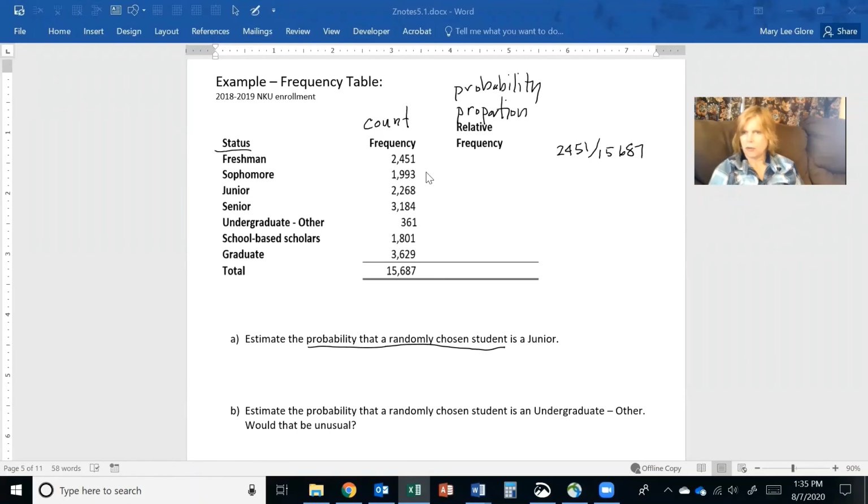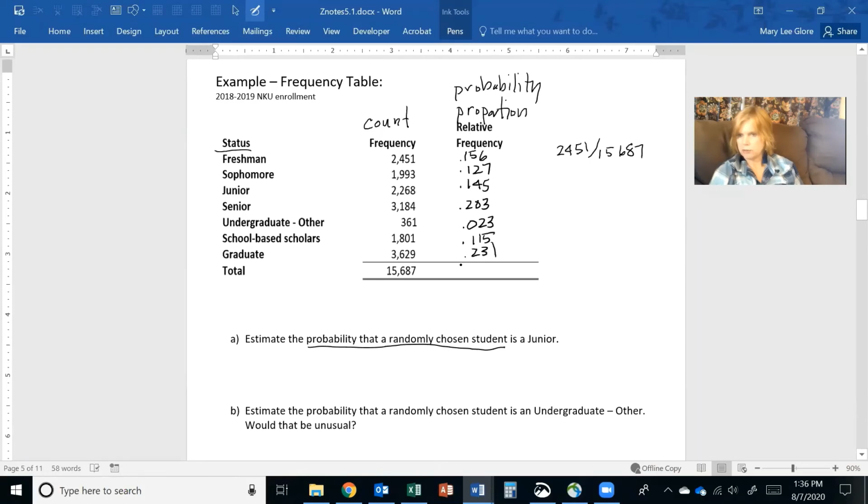All right, so what I'm going to do is type in these relative frequencies. So I got 0.156, 0.127. I got this from the Excel sheet. 0.145, 0.203, 0.023, 0.115, 0.231, and of course these add to 1.